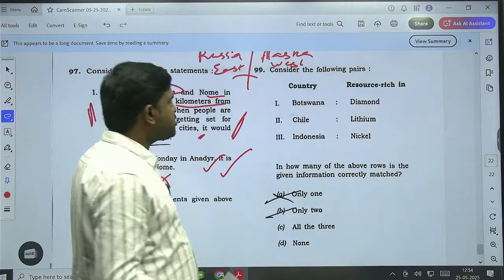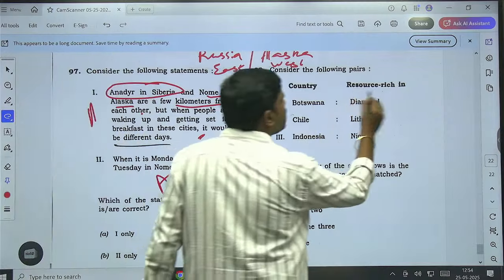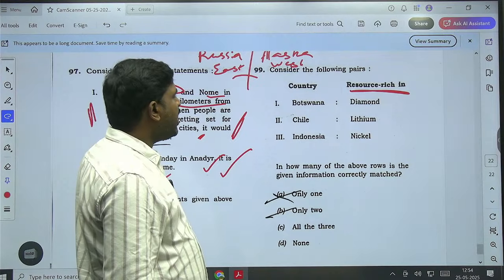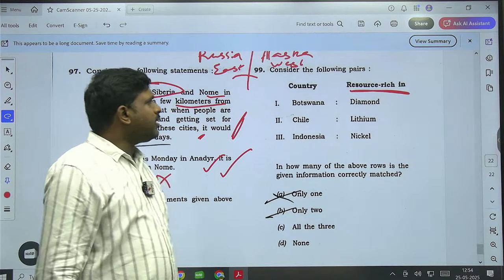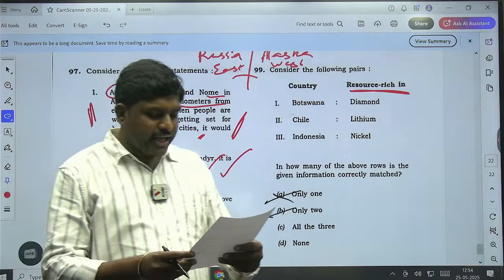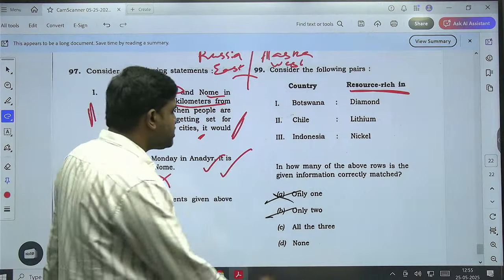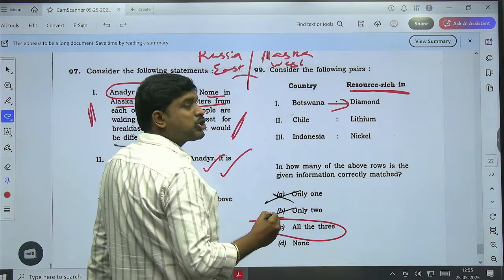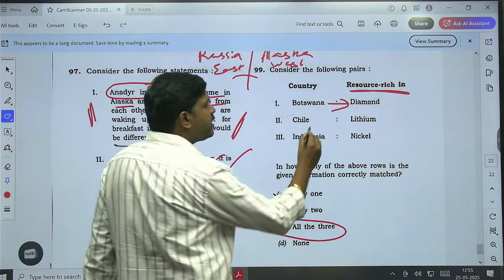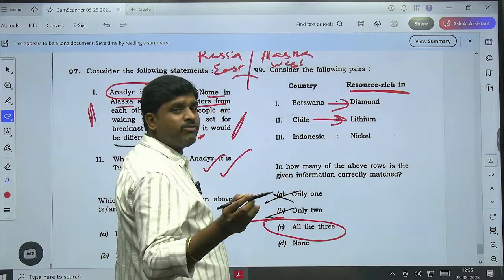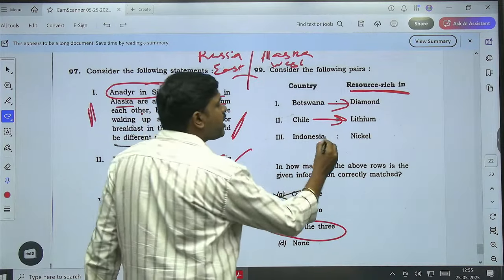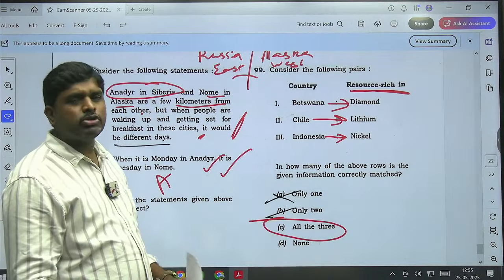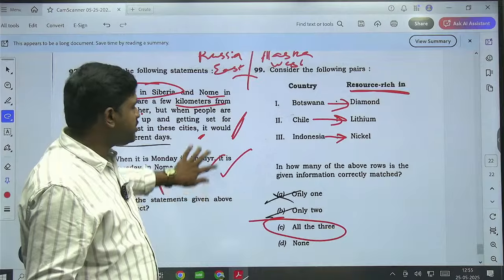Then next, 99. Consider the following pairs. Resource rich in: Botswana, Chile, Indonesia, nickel. Where they are resource rich. 99, all 3 are correctly matched. Yes, 99C. Why? Because Botswana is good in diamond, and Chile is good in lithium. Recently, a lot of lithium reserves were found in Chile. Indonesia, nickel is very famous. That is the reason, electric vehicles, it is playing a major role now, Chile and Indonesia.